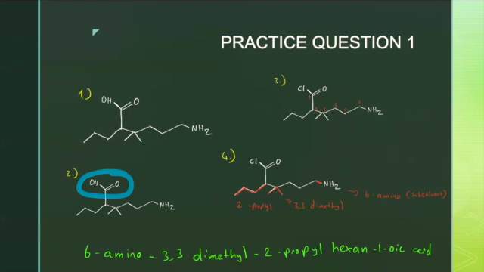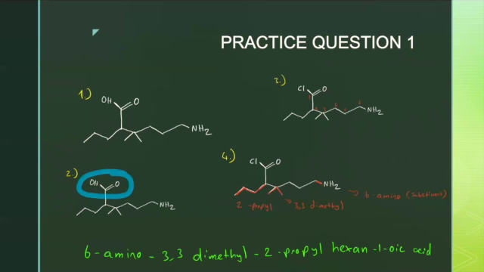Now we identify the substituents. We have a propyl group on carbon 2 and 2 methyl groups on carbon 3. And we have an amino group on carbon 6. We will alphabetize our substituents followed by the core name at the end. Once we alphabetize it properly, we get the following name for this compound, which is 6-amino 3,3-dimethyl 2-propyl hexane 1-oic acid.